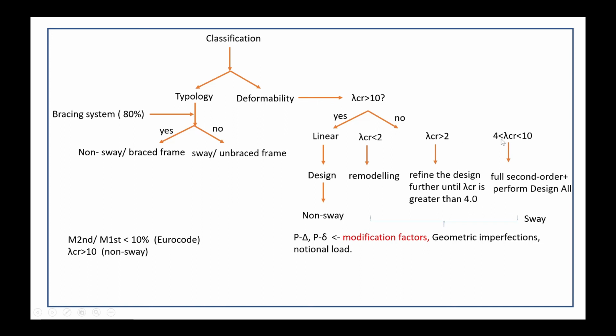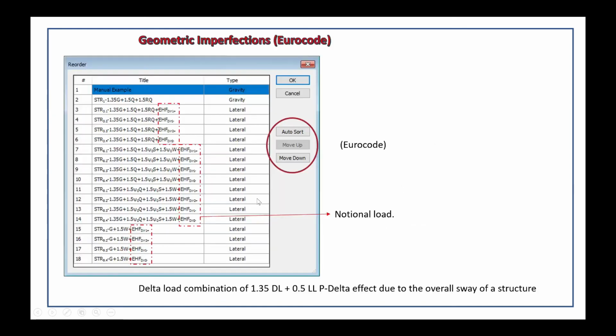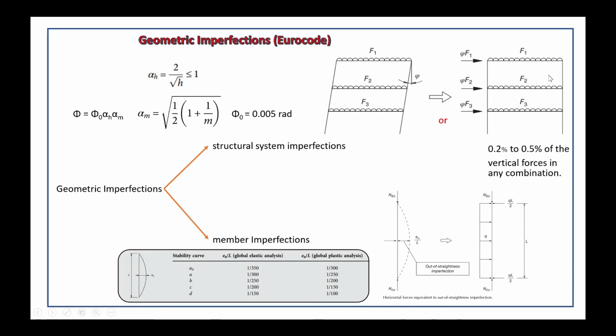To use the option, do not forget the concept of big P-delta and small p-delta. To calculate big P-delta, you have to apply notional load. Or you have another option to apply a specific formula. According to your code, you can apply a specific formula to the structure. Or if you cannot calculate directly with the formula, you have another concept, to apply notional load.